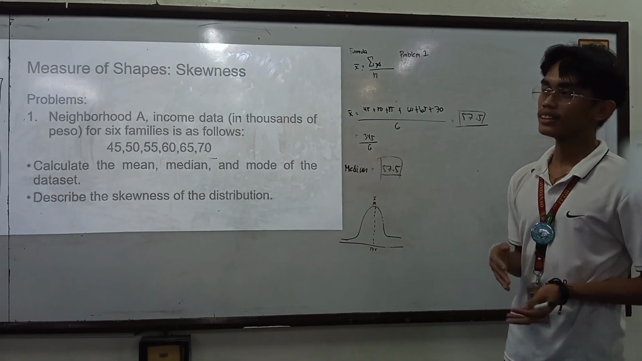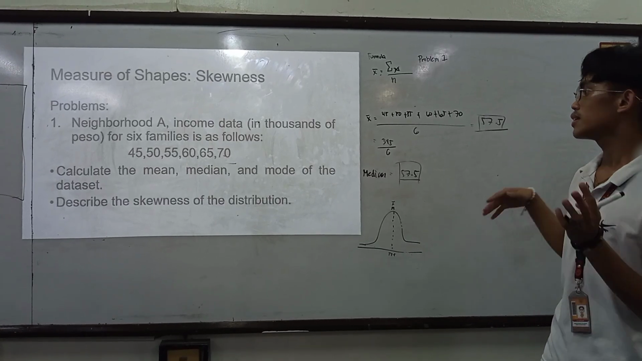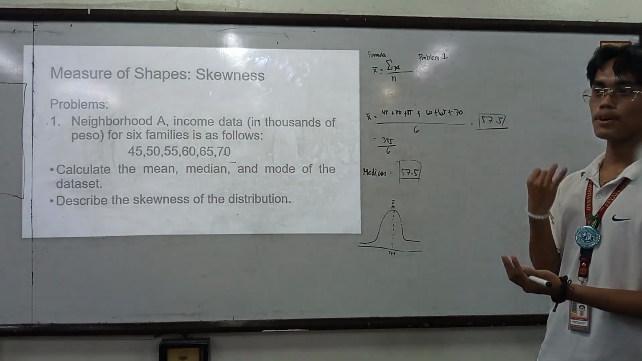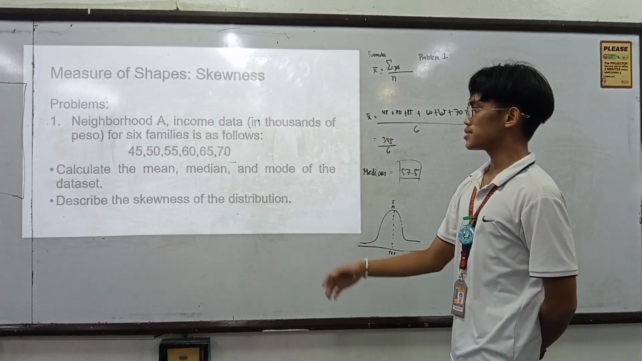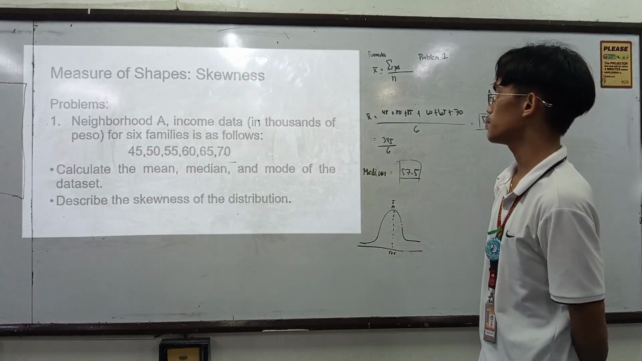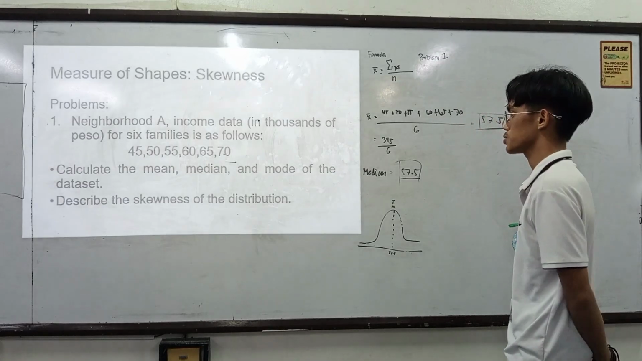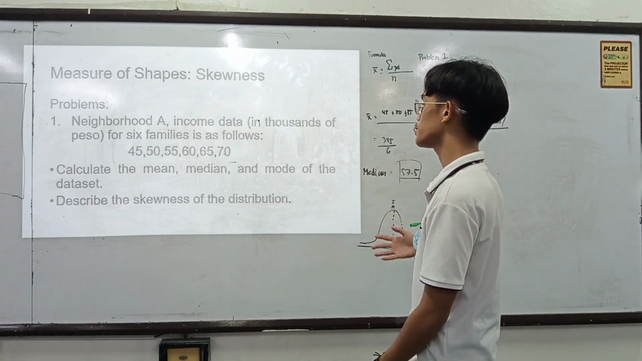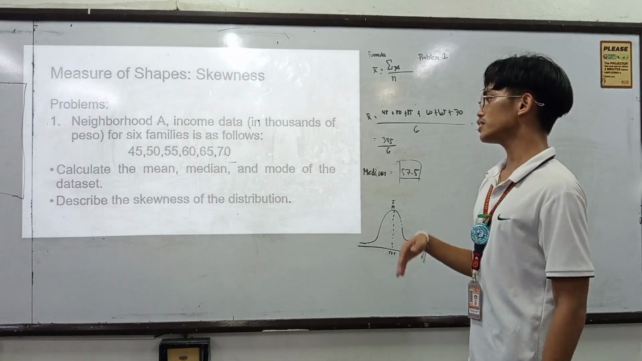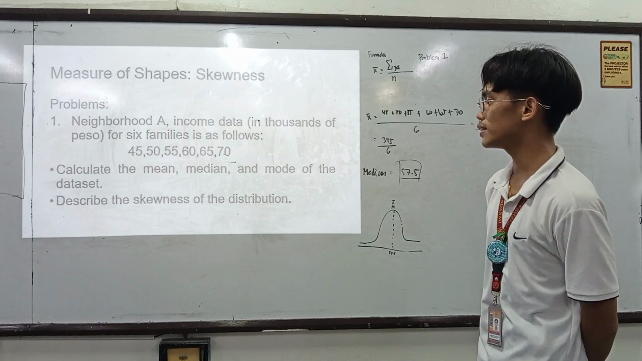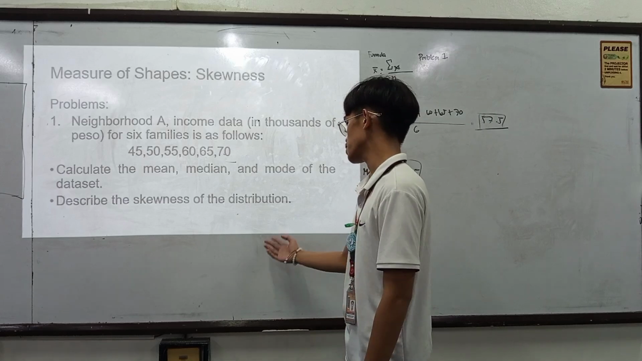I have prepared three additional problems to further discuss the zero skew, the positive skew, and the negative skew. Now, the problem is: Neighborhood 1 income data in thousands of pesos for the 6 families is as follows: 45, 50, 55, 60, 65, and 70. Calculate the mean, median, and mode of the dataset and describe the skewness of the distribution.